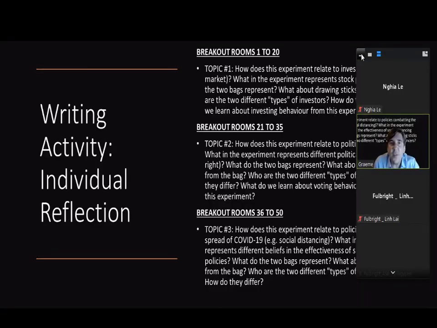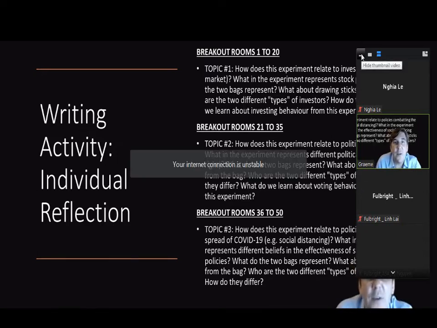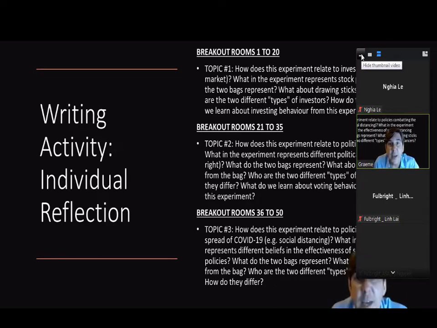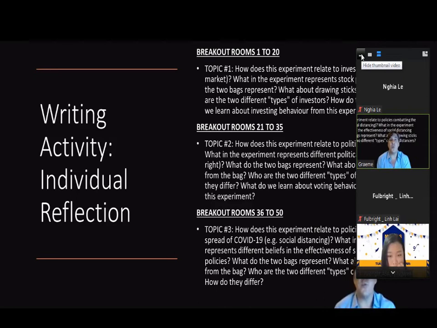The third topic asks, how does this experiment relate to policies combating the spread of the pandemic? What in the experiment represents different beliefs in the effect of social distancing? What do the two bags represent? What about the different sticks from the bags? Who are the two different types of social distancers, and how do they differ?